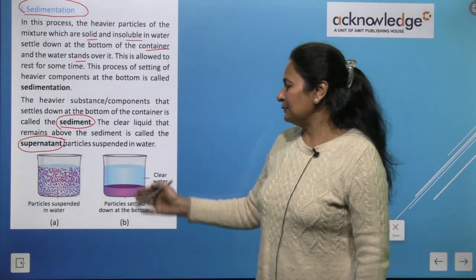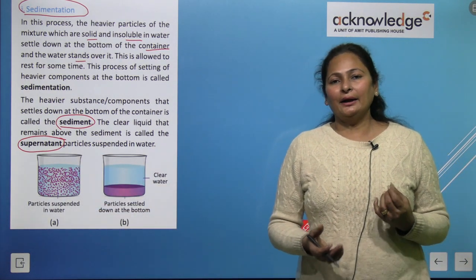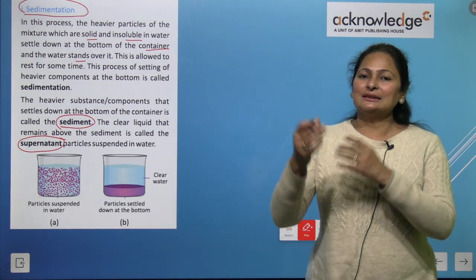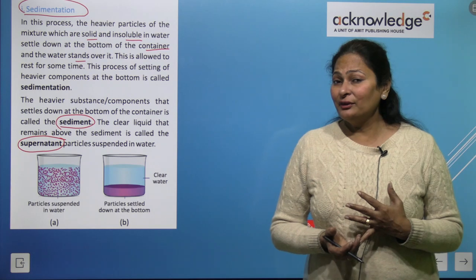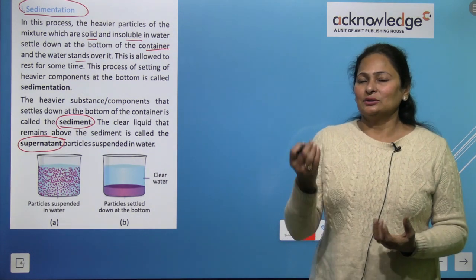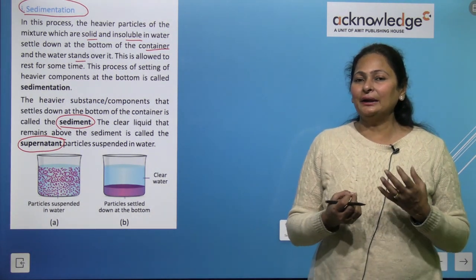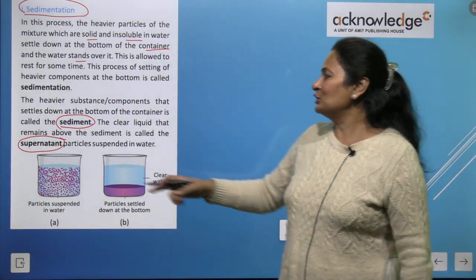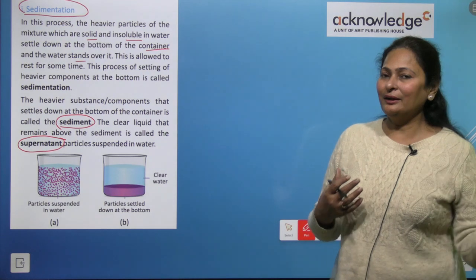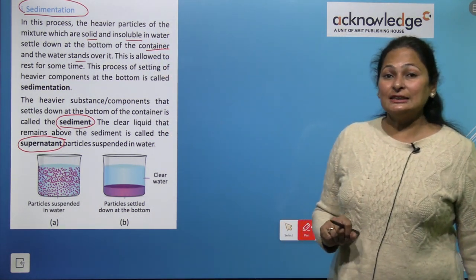So what happens? The particles, like you can take again the sand and water and mix it, and now let it rest for some time. The sand particles, because sand is heavier than water, isn't so? So it settles down. So this is called sediment. The sand is sediment and the water is supernatant, right? So we can separate supernatant from the sediment with the process of sedimentation.